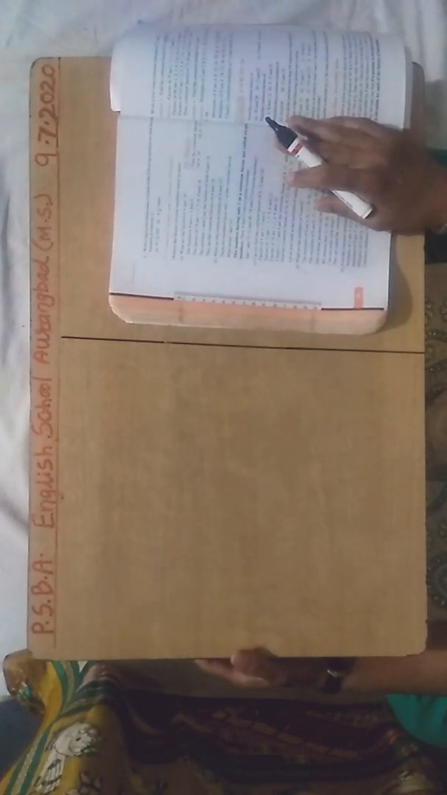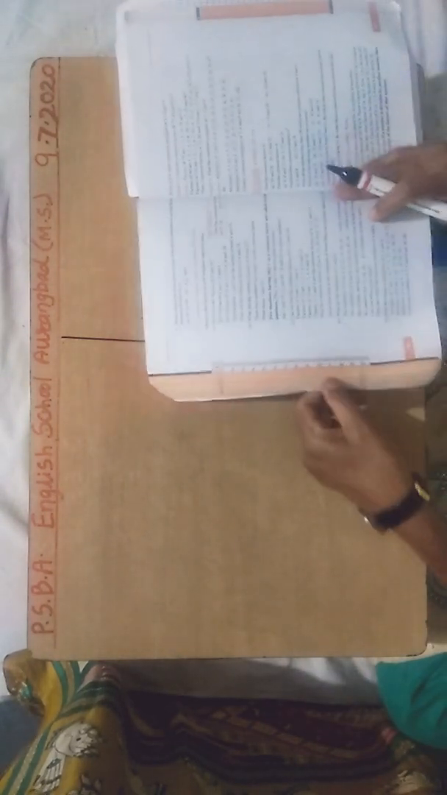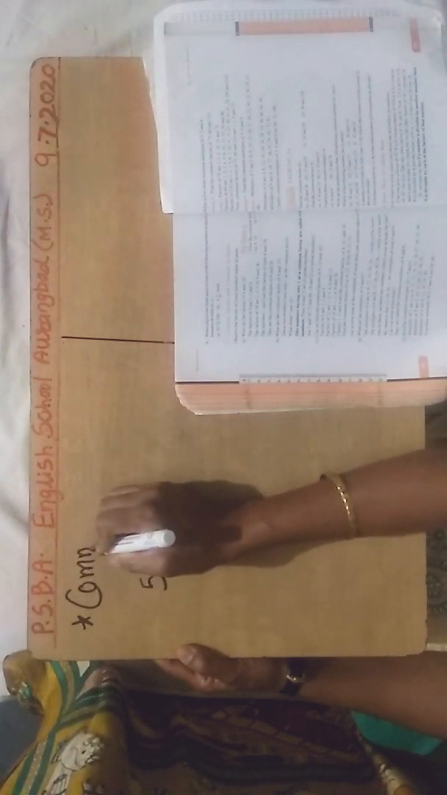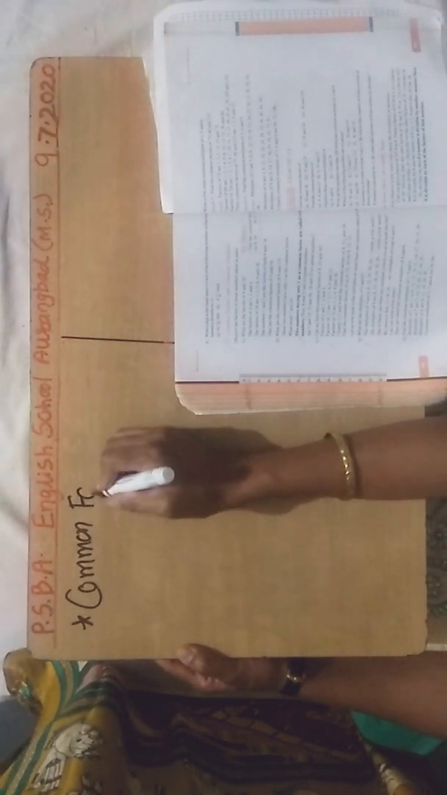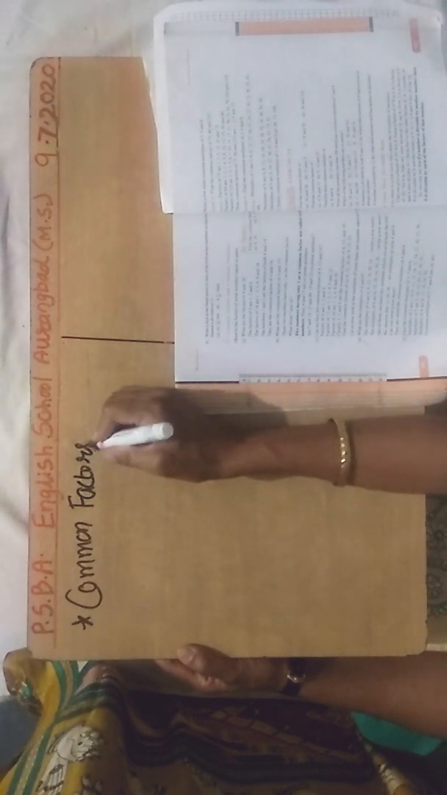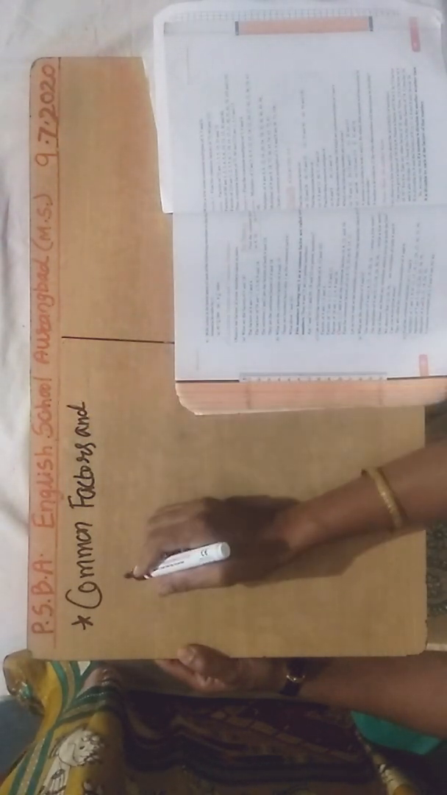Now we have finished exercise 3.3. Today we will start with the new topic, that is common factors and common multiples. Now children, you know what is meant by multiples and what are meant by factors, right? If I tell you to find the factors of 5, then you can write, let me write the name of the topic first, that is common factors and common multiples.